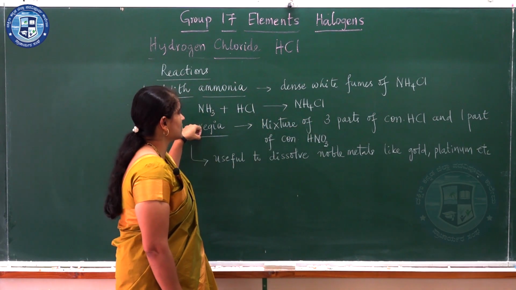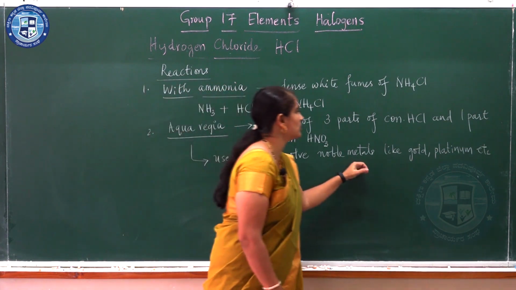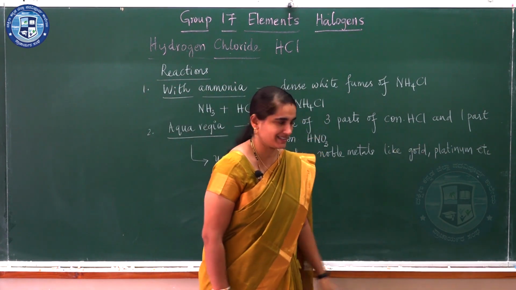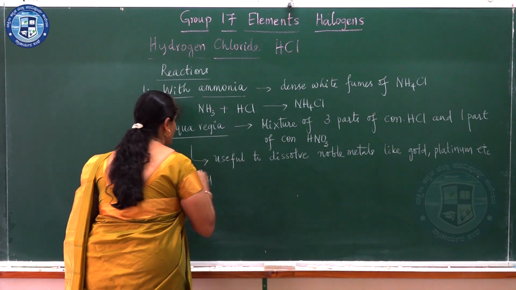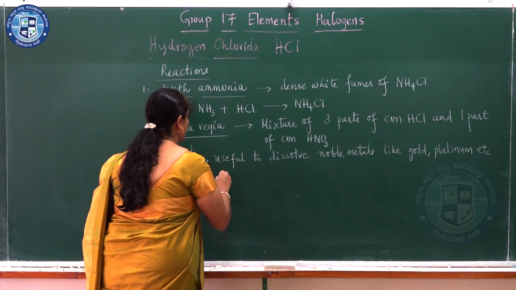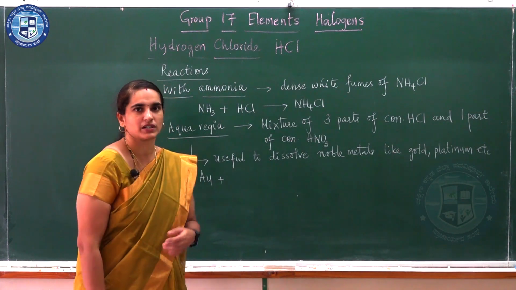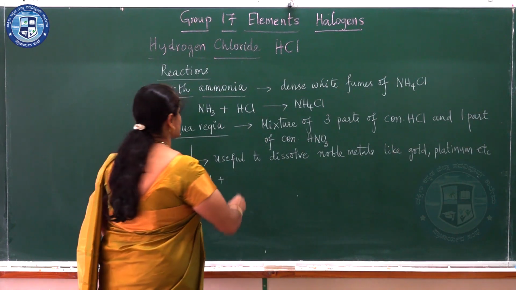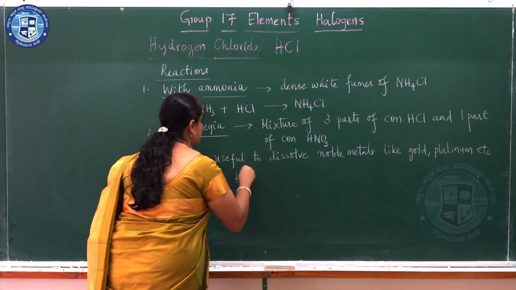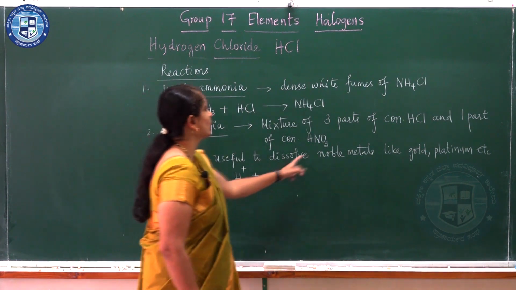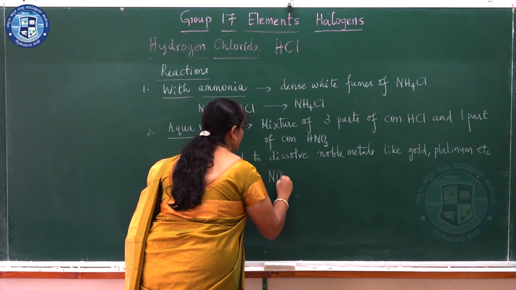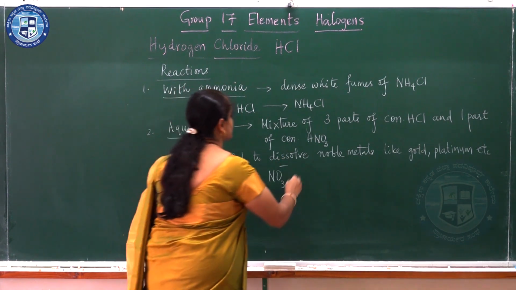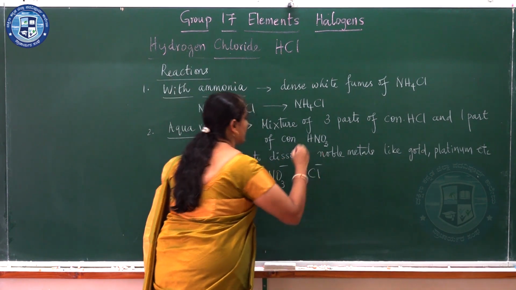This aqua regia is useful to dissolve noble metals like gold and platinum. We shall see the equations now. If I take gold, Au, ionic equations have been given to you students, so I will write the ionic equations only. I have H plus, it is present in both HCl as well as HNO3, and NO3 minus which is in the nitric acid, and I have Cl minus.